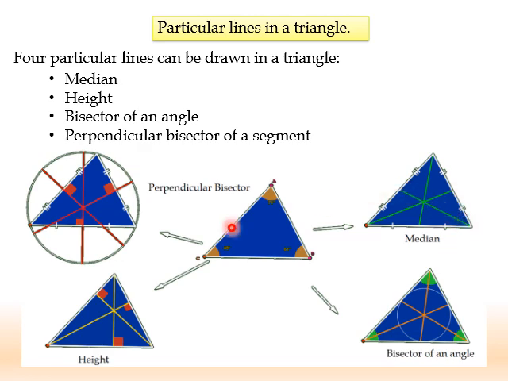Now, we still have one idea to talk about. The height is a segment drawn from the vertex perpendicular to the opposite side. Okay, so if it comes to the midpoint of the opposite side, it's called a median. If it's just perpendicular, it's a height. If it's perpendicular at the midpoint of the segment, then it will be the perpendicular bisector. Now we will see each one of them in detail.